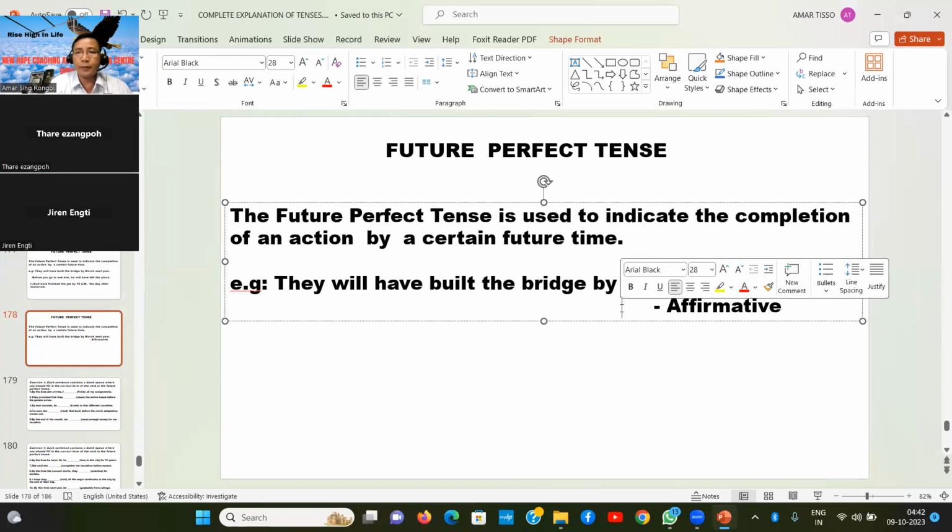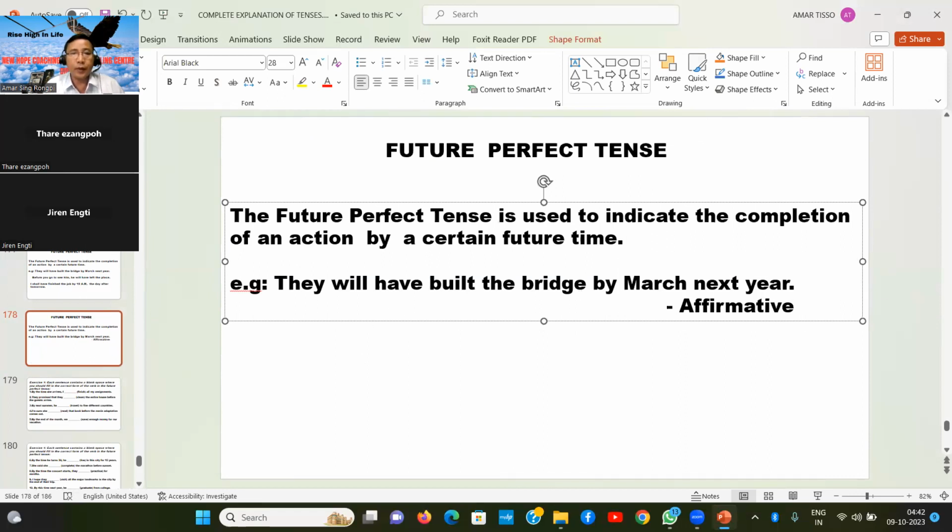So we know this is affirmative. They will have built the bridge by March next year. This is affirmative. Let us change this to negative. Jiren, will you please try this one?